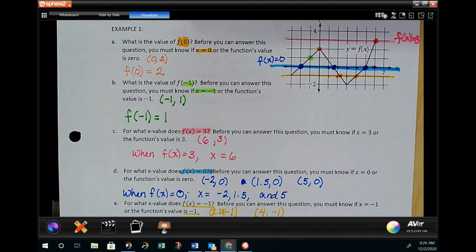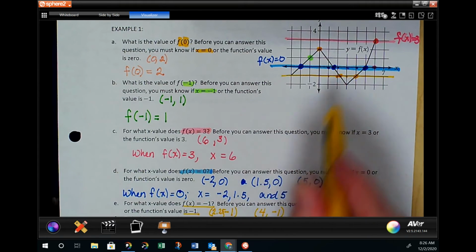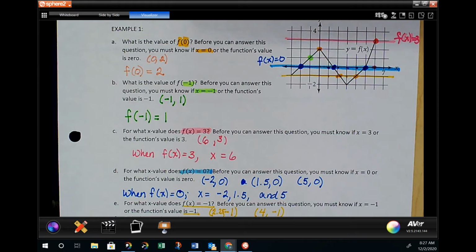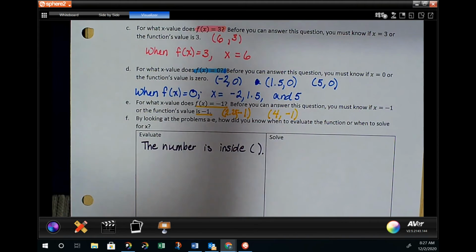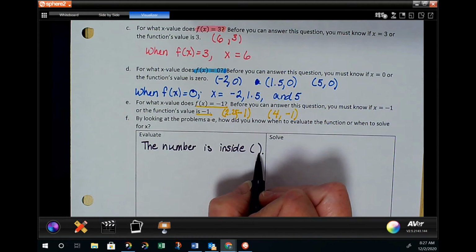So before you actually go through what this question is looking for in question 5, by looking at the problems A through E, when you went through and evaluated, how did you know when to evaluate or when to draw that horizontal line and when you are going to actually solve? When you evaluate, the number is inside the parentheses. That's when you know that you're going to evaluate.